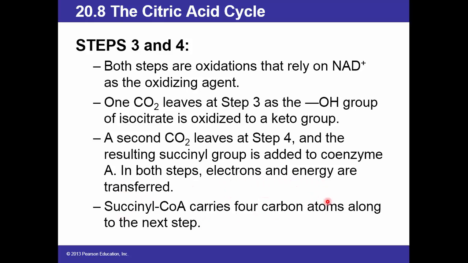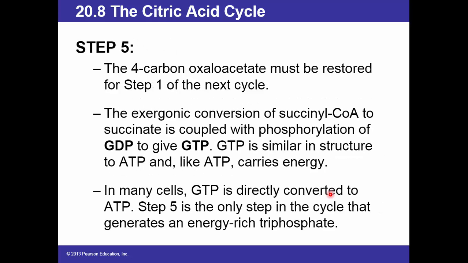Succinyl-CoA carries 4 carbon atoms along to the next step. The 4-carbon oxaloacetate must be restored for step 1 of the next cycle. The exergonic conversion of succinyl-CoA to succinate is coupled, as I explained, with the phosphorylation of GDP to give GTP. Now GTP is similar in structure to ATP, and like ATP carries energy. In many cells, GTP is directly converted to ATP. Step 5 is the only step in the cycle that generates an energy-rich phosphate.